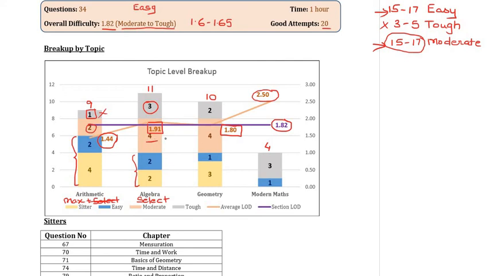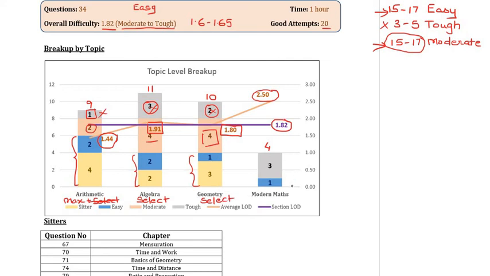Similarly, when I look at geometry, which is nearly equal to algebra in difficulty, there is a very similar breakup. Out of the 10 questions, 4 are sitters or easy, so definitely these should have been tried. 2 are tough, so potentially you may not have been able to solve them, but these 4 moderate questions here were the ones that required a lot of selection and being careful about choosing them. So here again the key part would be selecting the right questions.